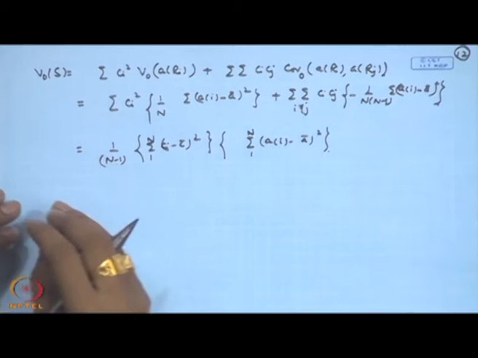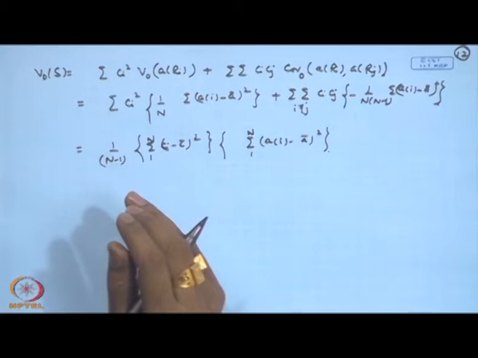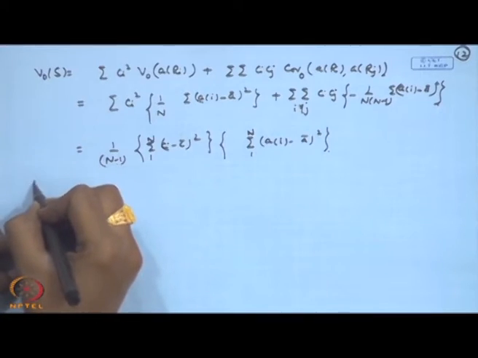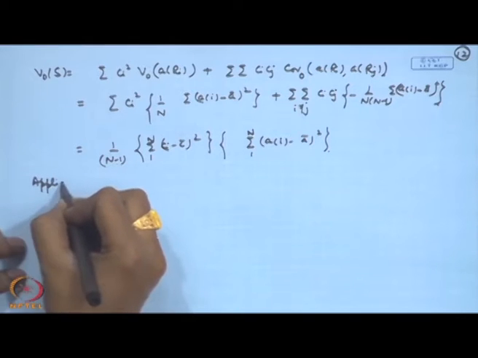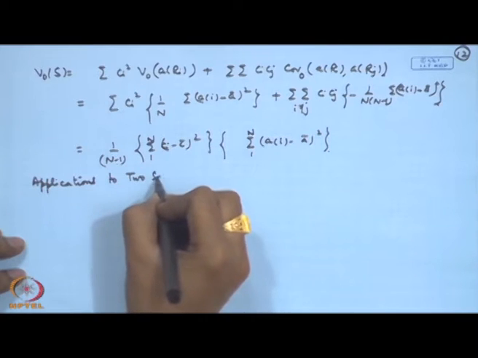So, in the general function, that means, if I consider general regression constants and general score function, we can derive the null mean and the null variance of the distribution of the linear rank statistic. As an application, you can see some of the two sample problems. Let us consider some applications to two sample problems.